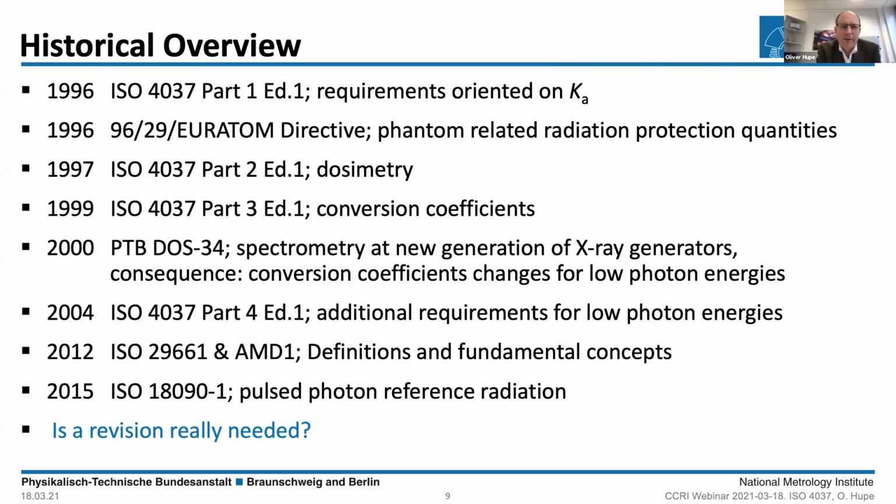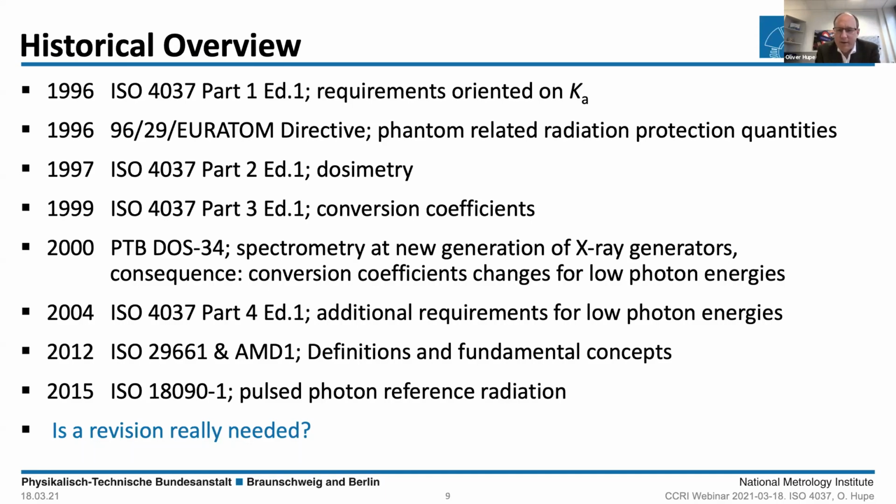An example, as I'm from PTB, it's PTB DOS 34, which is available from our website. It was a spectrometry of the new generation of X-ray generators, and it shows that the conversion coefficients change, especially for low energies. This knowledge was put into part 4 to make aware of this. And in 2012, it is ISO 4037 part 0, but you can't call it that way. So it is called ISO 29661 and an amendment, which gives the definitions and fundamental concepts used for the 4037. In 2015, we published the 18090 part 1 for taking into account the pulsation of the field.